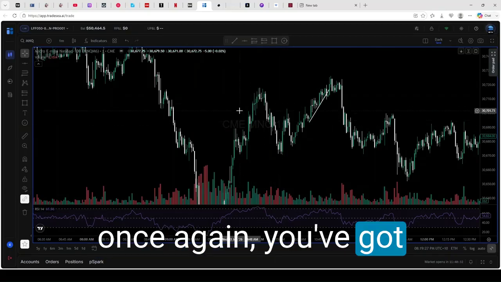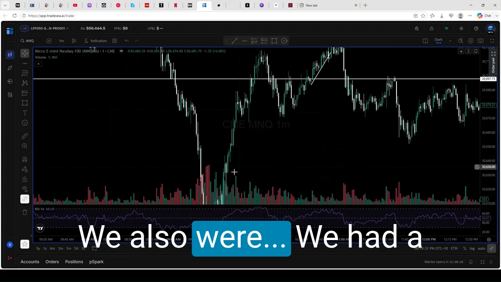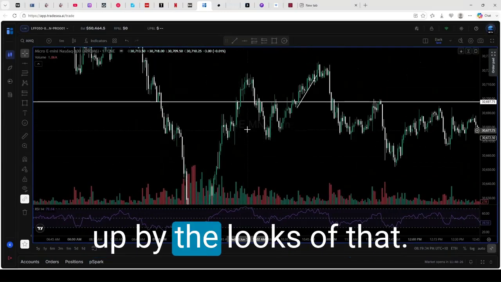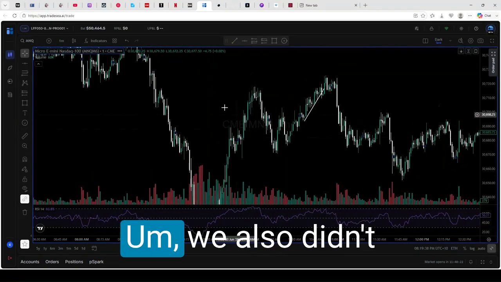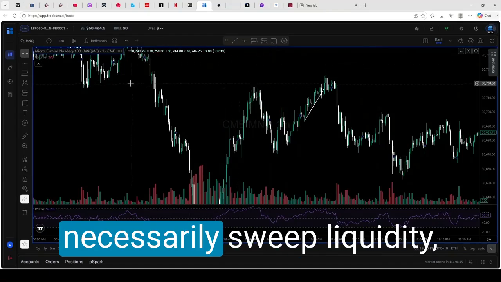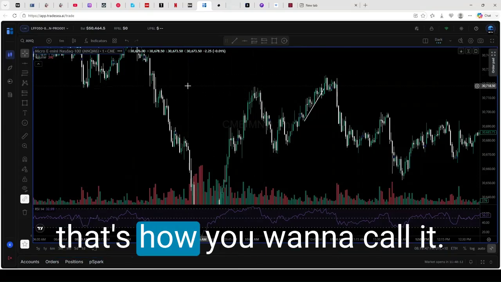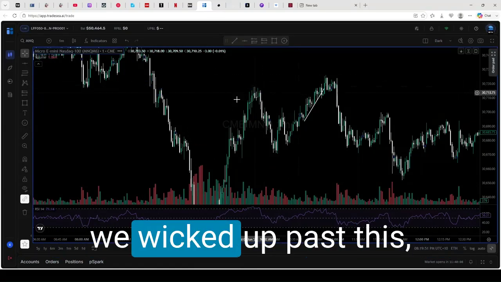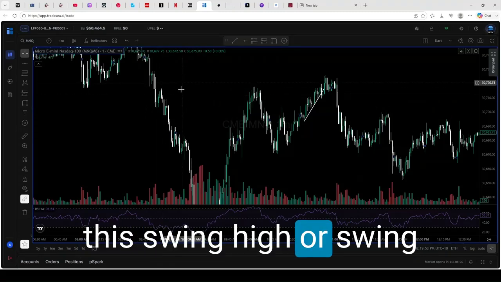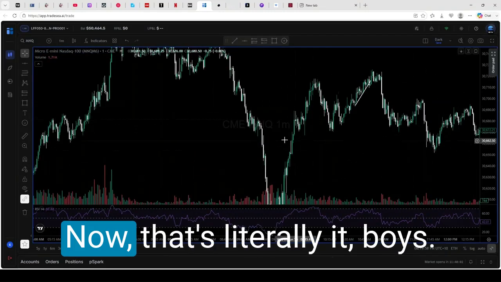But once again, you've got different confluences. We were overbought. We had a pretty well push up by the looks of that. When we come back down to the range, also a good sign. We also didn't necessarily sweep liquidity, but we came back up here and we sort of just faked out past these highs, if that's how you want to call it. We pretty much wicked up past this swing high or swing low, whatever you call it, and then boom, dropped. Cool. That's easy.